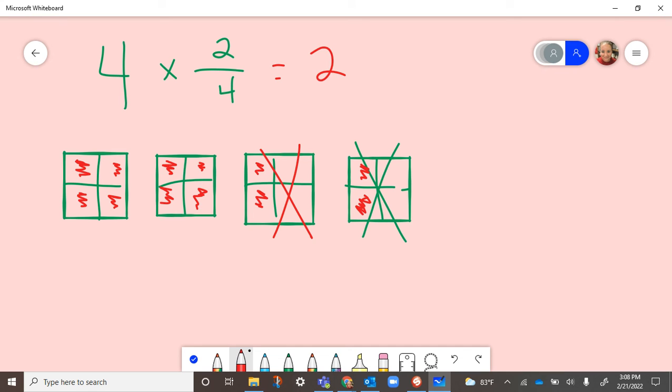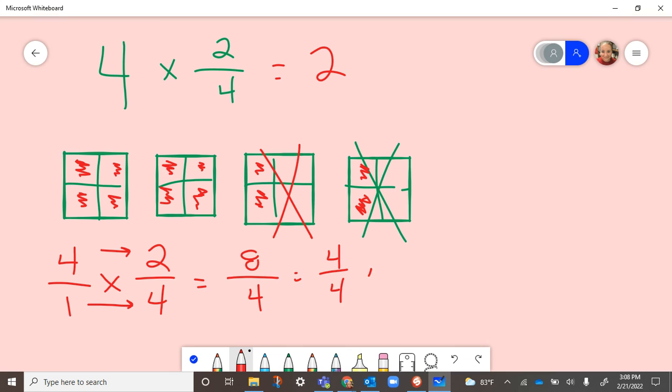So let's see if that matches. So 4 over 1 times 2/4. 4 times 2 going straight across is 8. And 1 times 4 is 4. And I know that there are 2 groups of 4 in 8. So again, I want this to be balanced.